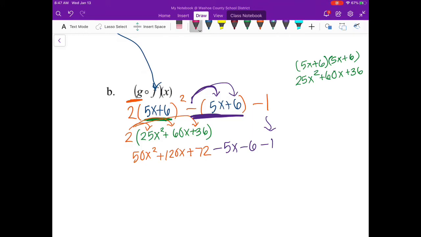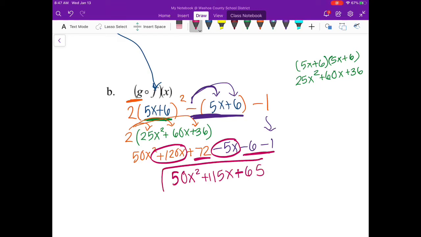Combine like terms. 50x squared cannot combine with anything. But then I have 120x minus 5x gives me plus 115x. 72 minus 6 minus 1 gives me, that's technically minus 7, so positive 65. And that is your answer. That's your new function. Okay.